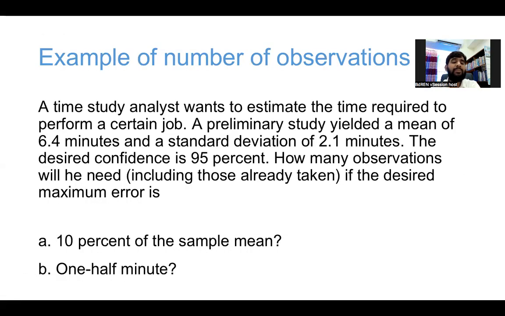And you are expecting that the error will be 1/2 minute. 1/2 minute means 0.5 minute. So can you calculate the number of observations you have to take to know the standard time? Yes, sir. So please tell me, what is the number of observations?